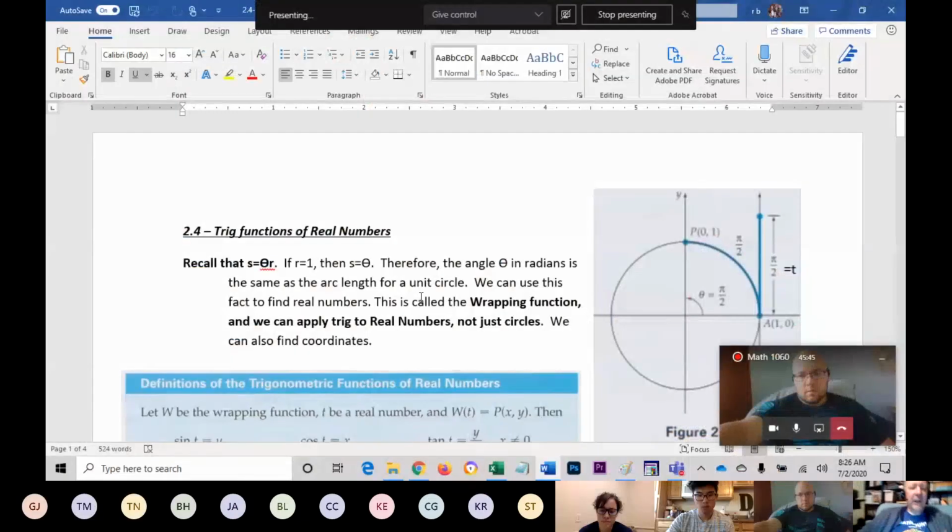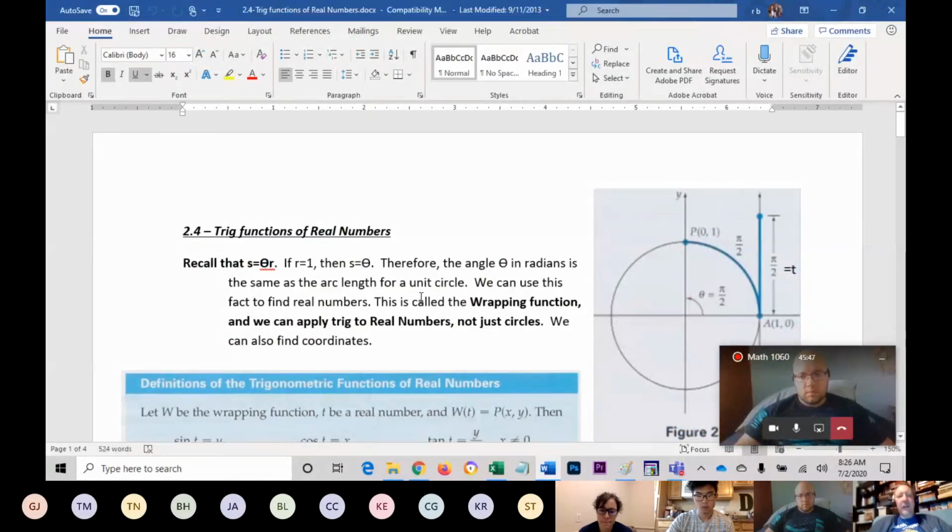Okay, so today is an exciting day. We're finally going to talk about the unit circle. Some of you may have heard of this.